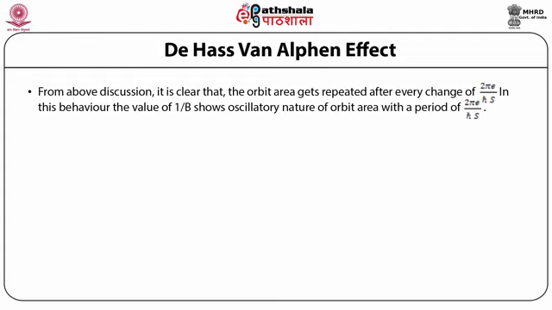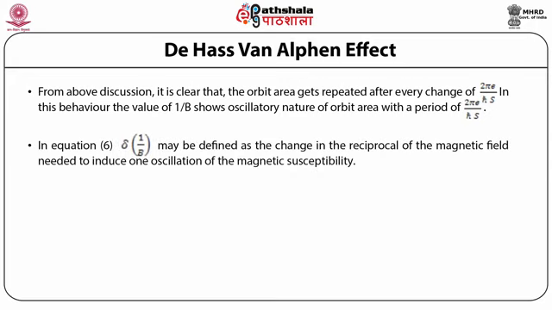In this behavior, the value of 1/B shows the oscillatory nature of the orbit area with a period of 2πe/ħS. In equation 6, this delta as a function of 1/B may be defined as the change in the reciprocal of the magnetic field needed to induce one oscillation of magnetic susceptibility.